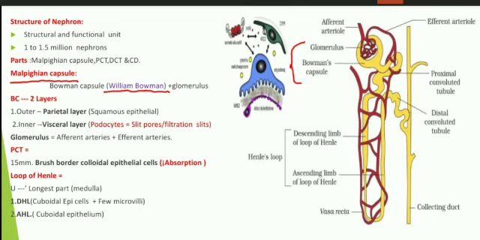Next one is the glomerulus. What does it mean? Here our nephron receives blood vessels, the afferent arterioles. These afferent arterioles enter into the Bowman capsule and produce a group of blood vessels, a tuft of blood vessels found in the Bowman capsule, known as the glomerulus. This glomerulus is necessary for filtration of the blood. And next to the glomerulus is the Bowman capsule.